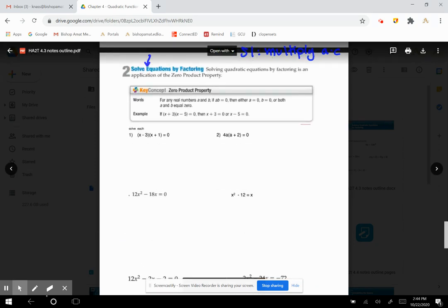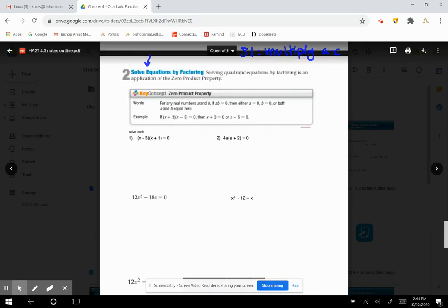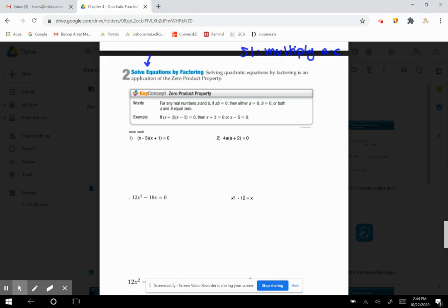Okay, so this says the zero product. Now remember when we found the zero in the graph last class? Well, this is doing it by factoring. So after you factor, then they want to know what x is equal to. So the way you do that is, number one is already factored for you. So all you have to do is do x minus 3 equals 0 and x plus 1 equals 0. So x is equal to 3 and x is equal to negative 1.